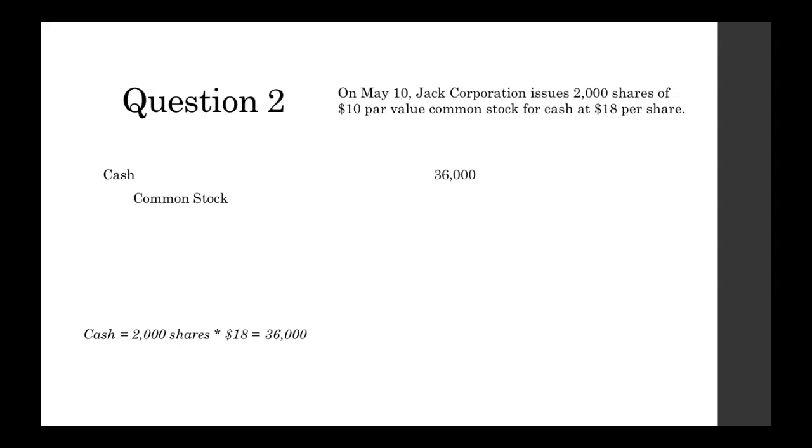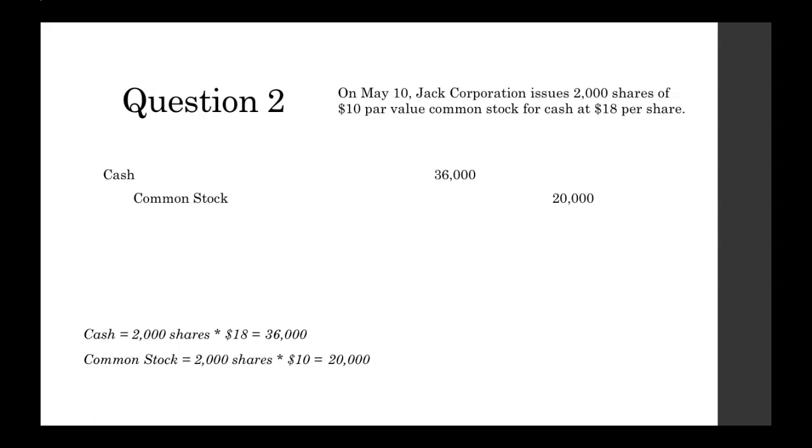Now common stock. How are we going to value common stock? Well, common stock and preferred stock are valued at either its par value or its stated value. Here, we have a $10 par value for this common stock. So we'll take the 2,000 shares that we issued, multiply it by its $10 par value, and we get 20,000. So we'll credit our common stock for 20,000.